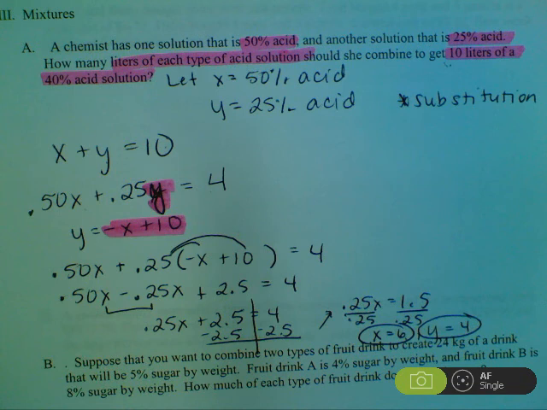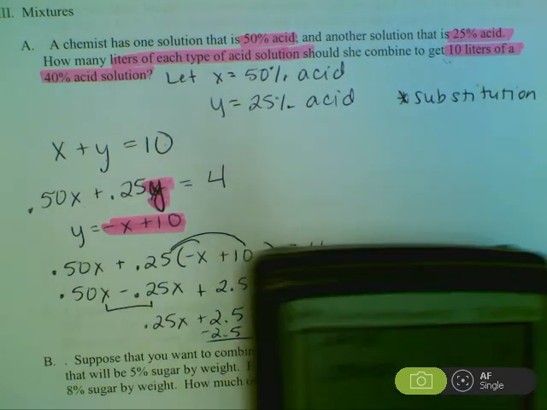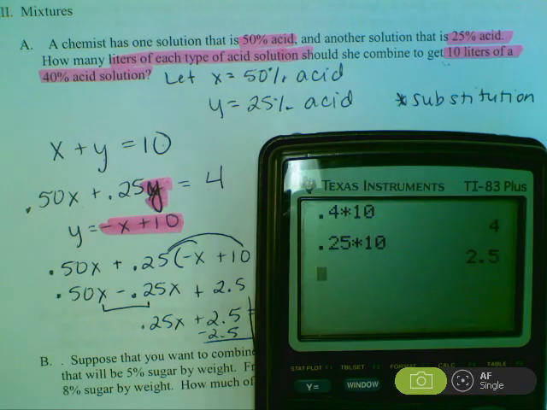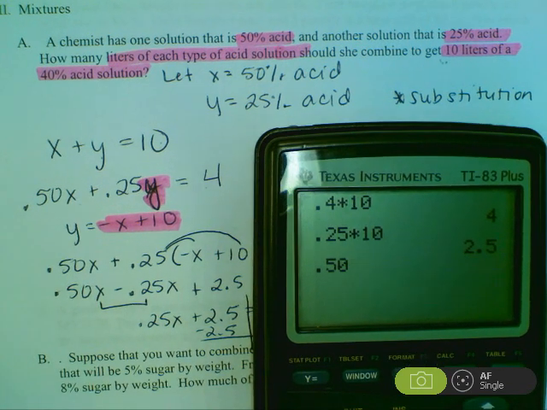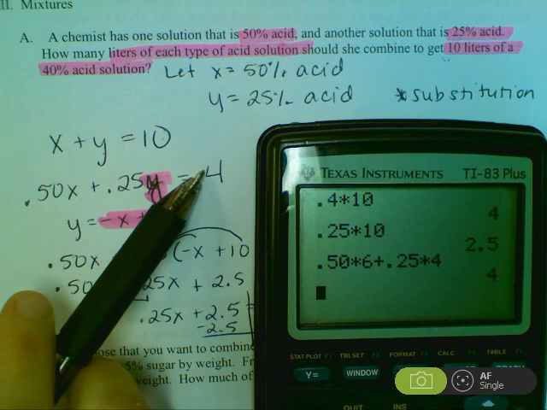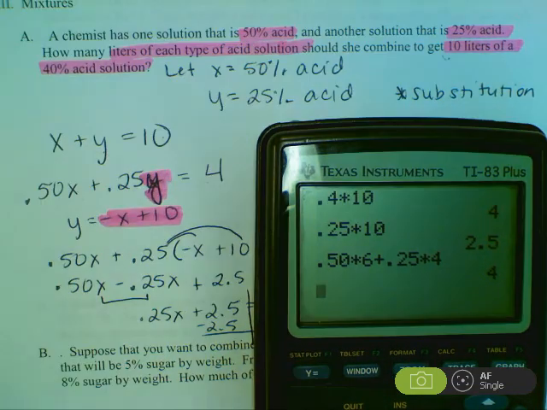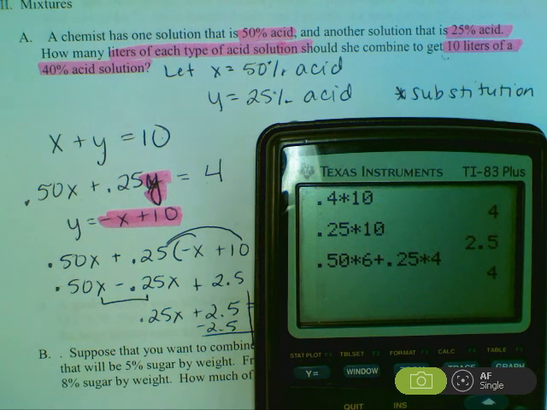When I substitute back in, now you want to check yourself by putting it back into the mixture equation. So I know that my 50% of my x solution is 6 liters, so I'm going to put that in. Then I've got my 4 liters of my 25% solution. When I multiply those two together, I get 4, which is what the 40% of the 10 liters is, so I've done it correctly.